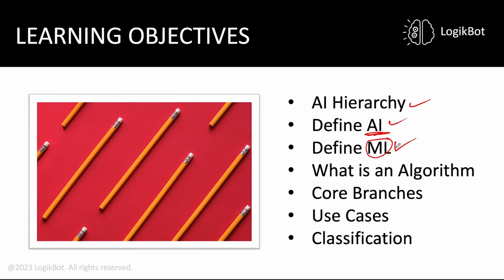Where does it fit in the AI hierarchy? Yes, you're going to have to know that. What is a good definition for machine learning? Yes, you're going to have to know that. All right. So what's an algorithm? All machine learning models are algorithms, right? Oh, didn't mean to cross that out. Meant to underline it. All right. So they're algorithms. What's an algorithm? What are the core branches of machine learning?